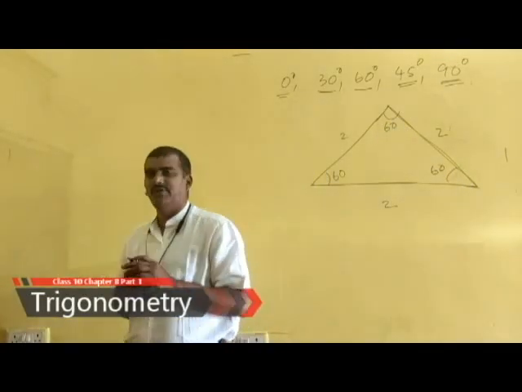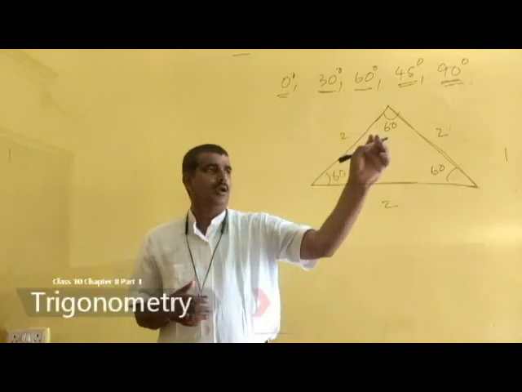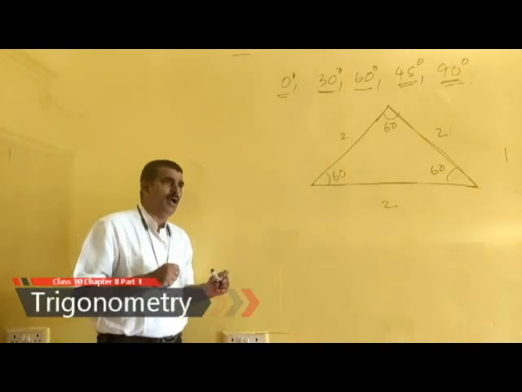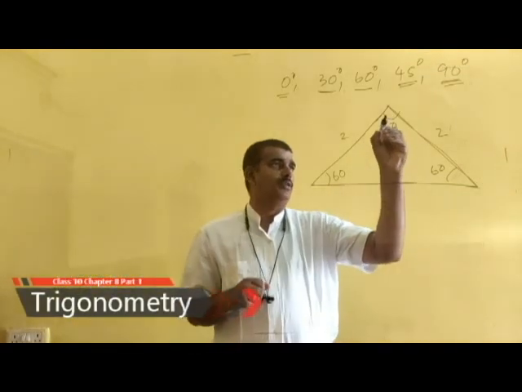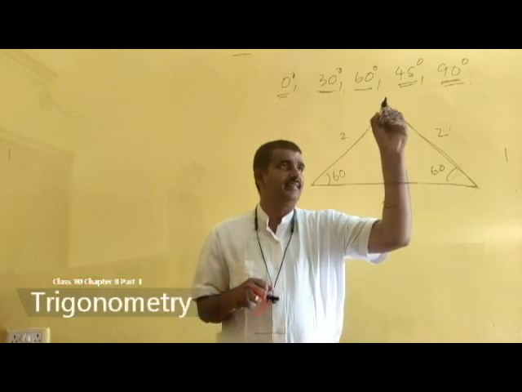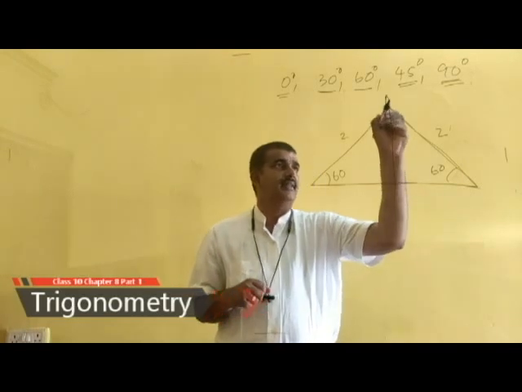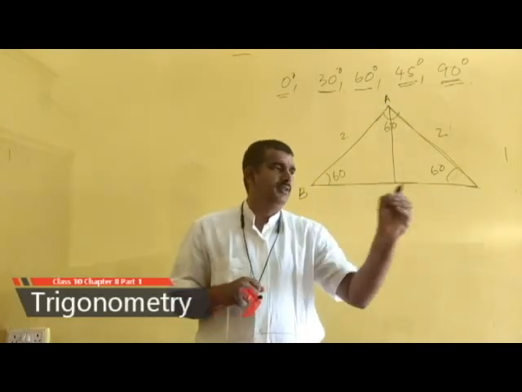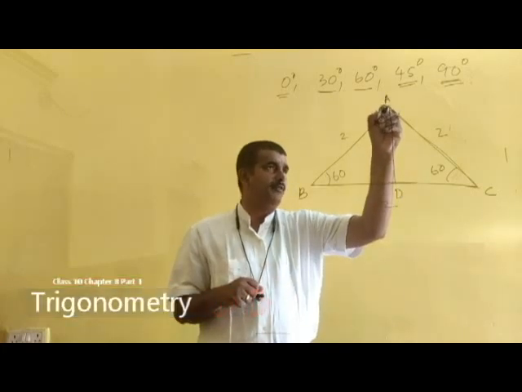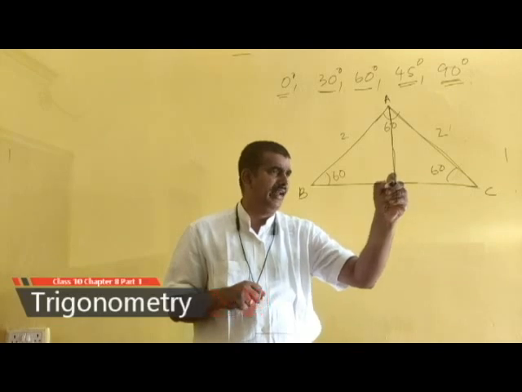That is the property of equilateral triangles. All sides should be equal and all angles should be equal. Now what I am doing, I am making one altitude, one perpendicular from this angle to here. Let us consider it is A, it is B, it is C, then it is D. That perpendicular, if I draw it, this is the property of an equilateral triangle.